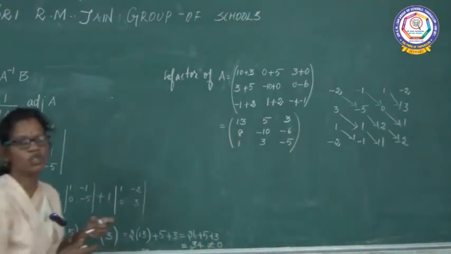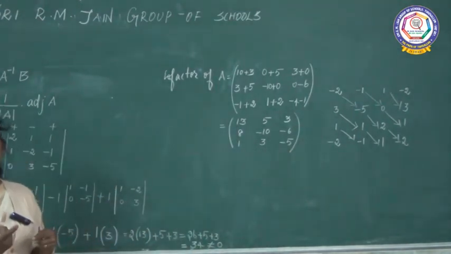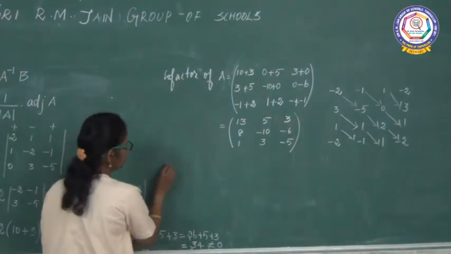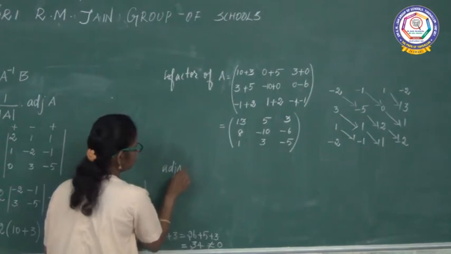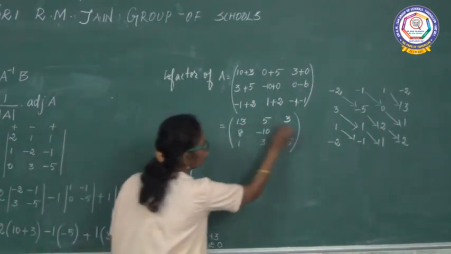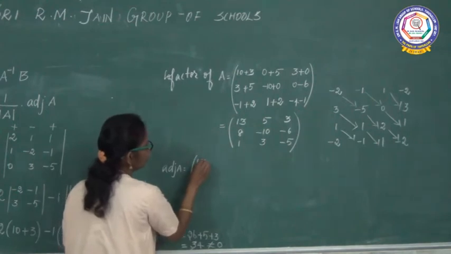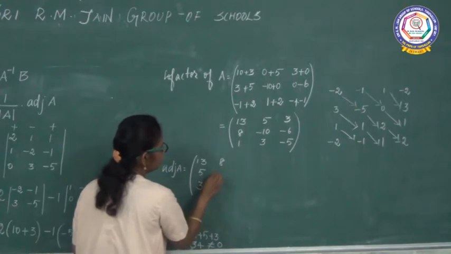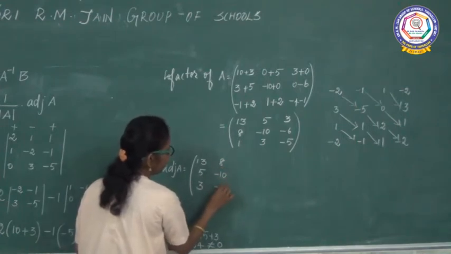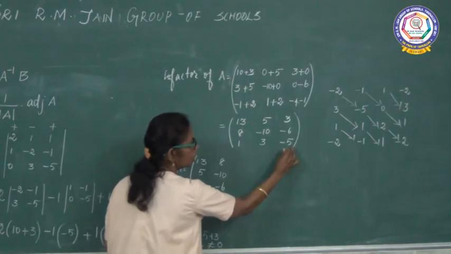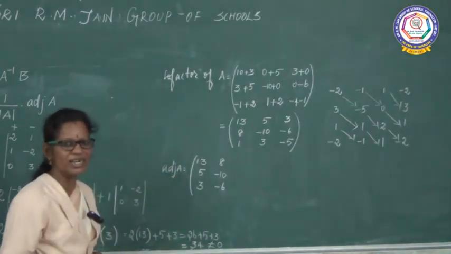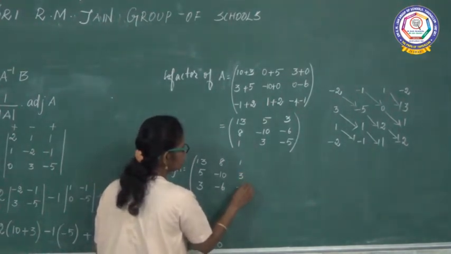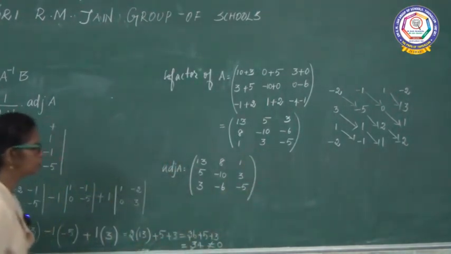I told you adjoint means transpose of cofactor. Transpose means the row becomes a column, right? Adjoint of A equals, the row becomes a column: 13, 5, 3. 8, minus 10, minus 6. The third row, we are going to write it as a third column, right? 1, 3, minus 5.